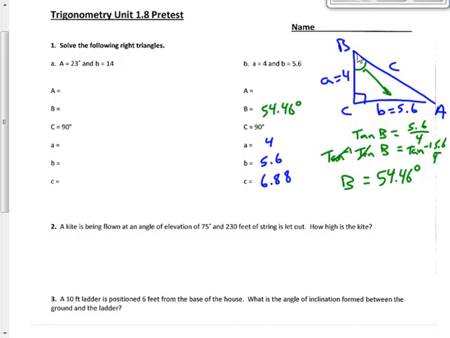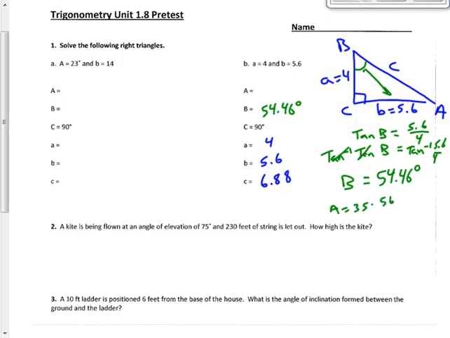I could use another trig function with A, and I could do the tangent inverse with tangent being opposite over adjacent, which is 4 divided by 5.6. Part of the problem with doing that is that if I chose to do that, I'd get that A is equal to 35.53. But I guess actually if I rounded correctly, I'd get 35.56.